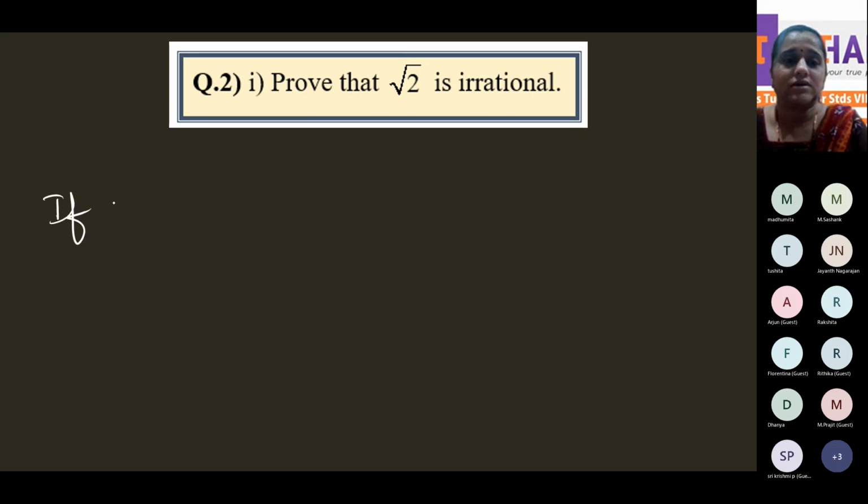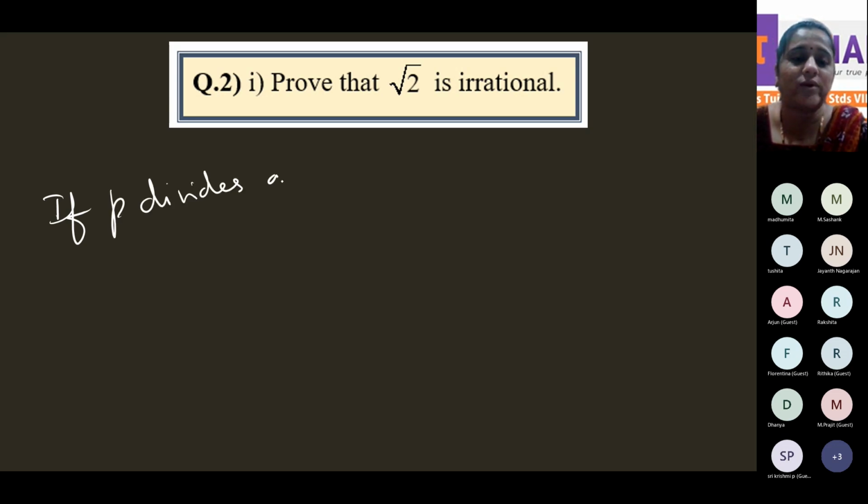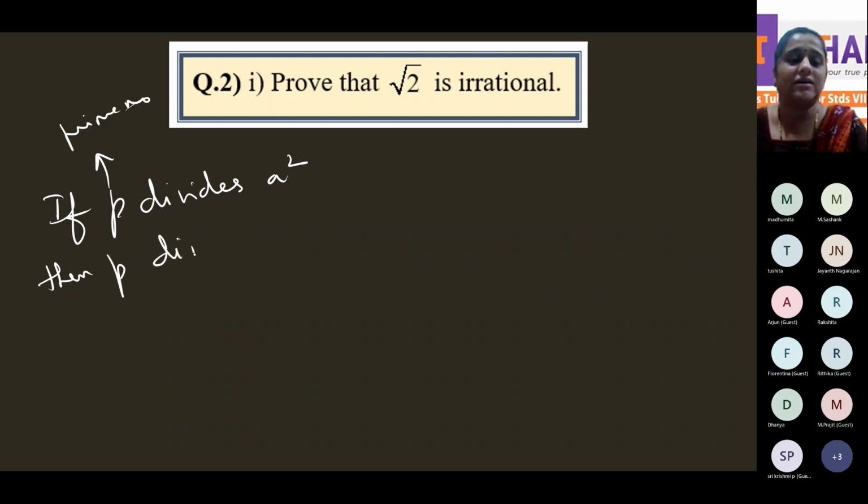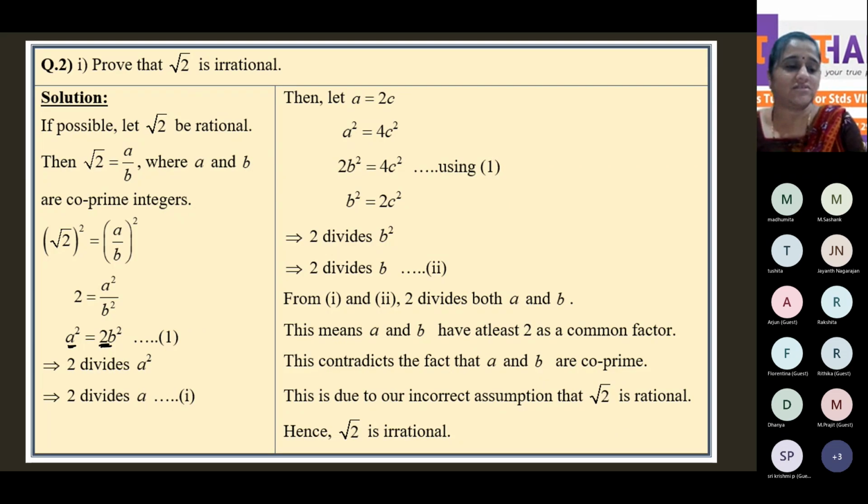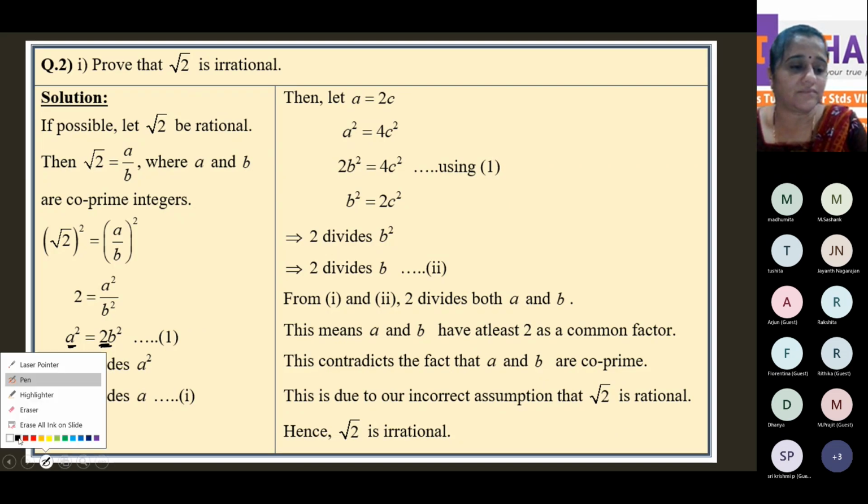If P divides A squared, where P is a prime number, then P divides A. A squared is a square number, and A is its square root. So that's the situation we have here.